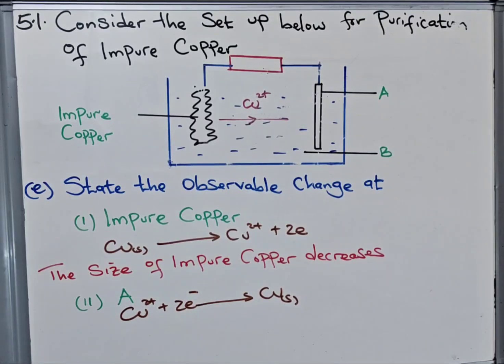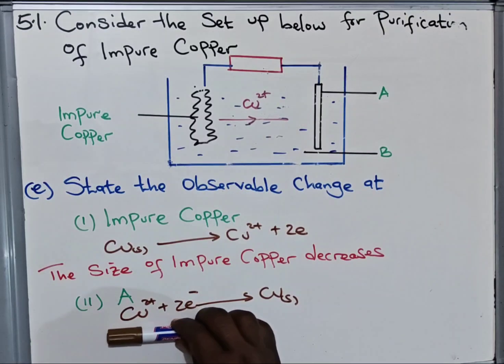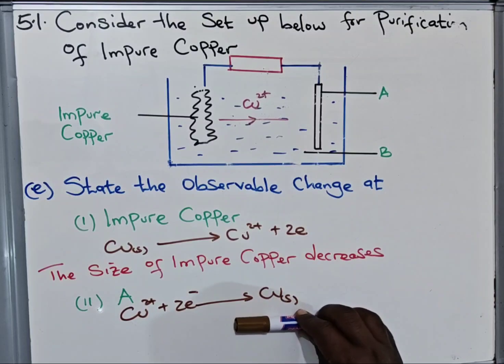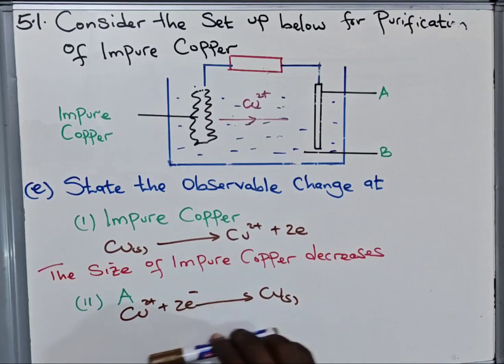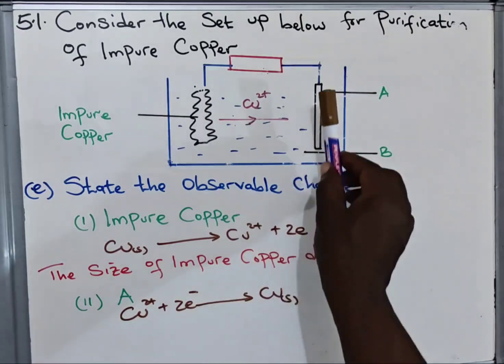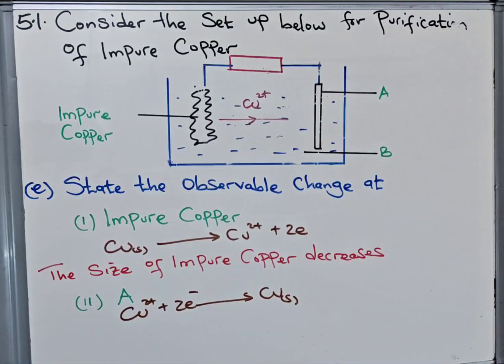Now, I need to remind you that every time you have ions changing into a solid, that half reaction is accompanied by an increase in size. So what are you going to say here? That the size of A increases.